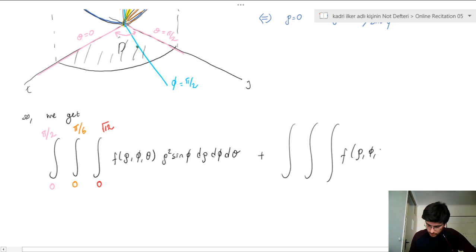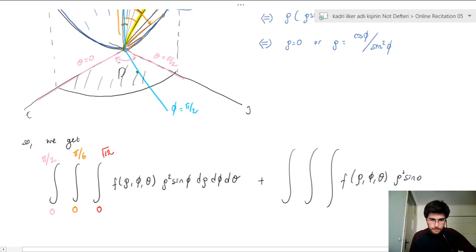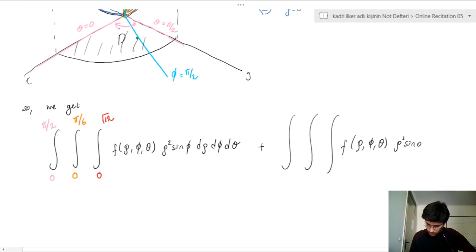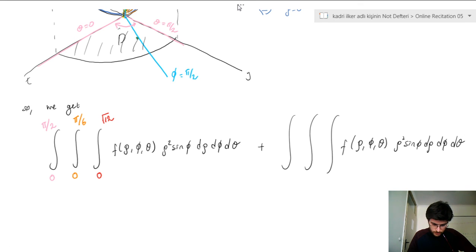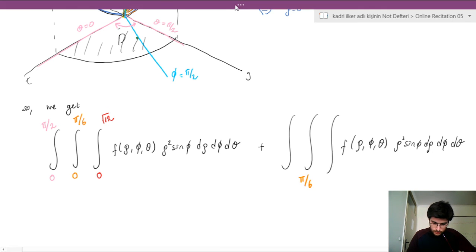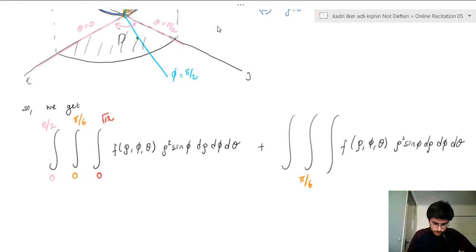phi, these are the same, square phi d rho d phi d theta. Okay, fine, but now we have a problem, right? Because after this angle pi over 6, we have different types of points.